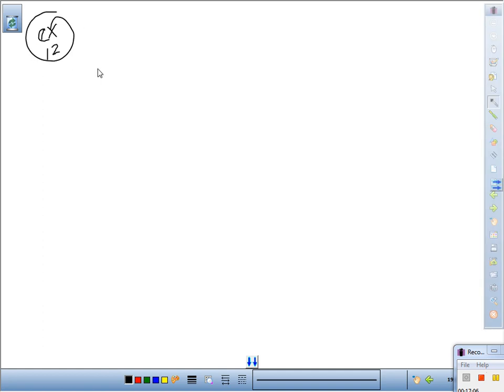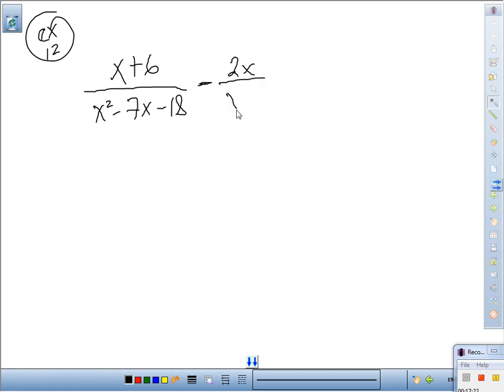All right, turn your play sheet over, and we're going to do number 12 from the back side. Example number 12, and it reads x plus 6 over x squared minus 7x minus 18 minus 2x over x minus 9. Very similar to the one we just did. See how you do with that? Copy that and go.